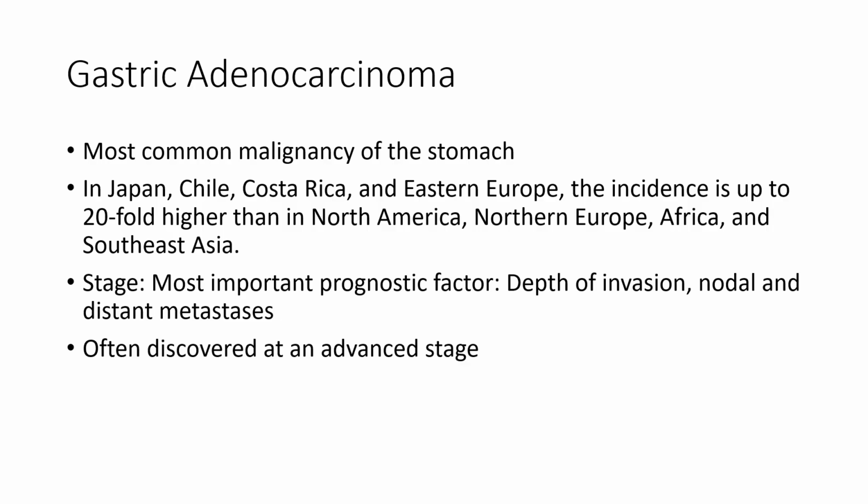Gastric adenocarcinoma is often discovered at an advanced stage. Stage is the most important prognostic factor, and it is characterized by the T, N, and M. The T is determined by the depth of invasion, the N is determined by the presence or absence of lymph node metastasis, and the M is determined by the presence or absence of distant metastasis.